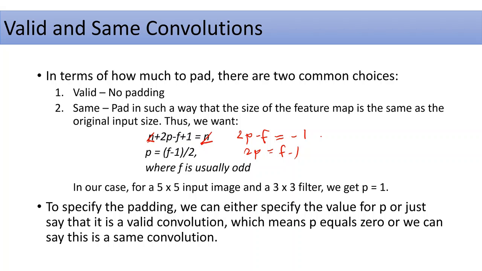Now this f is usually odd, so p is usually an integer. You won't find f to be even very often. It's generally odd. In our case, we have a 5 by 5 input image and a 3 by 3 filter. So just applying the formula, we get p is equal to (3 minus 1) by 2, which is equal to 1.